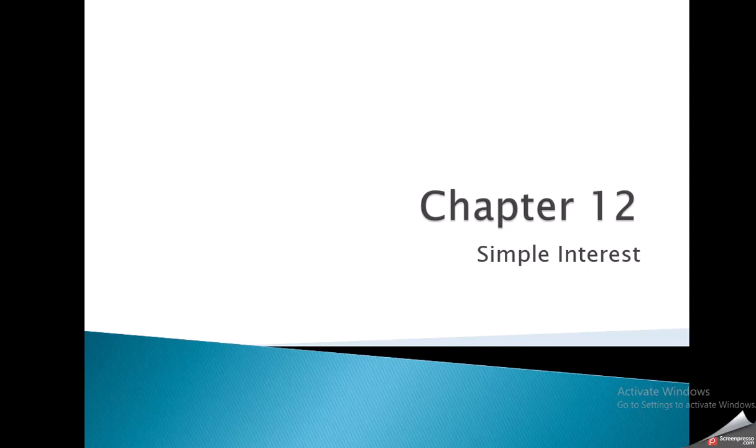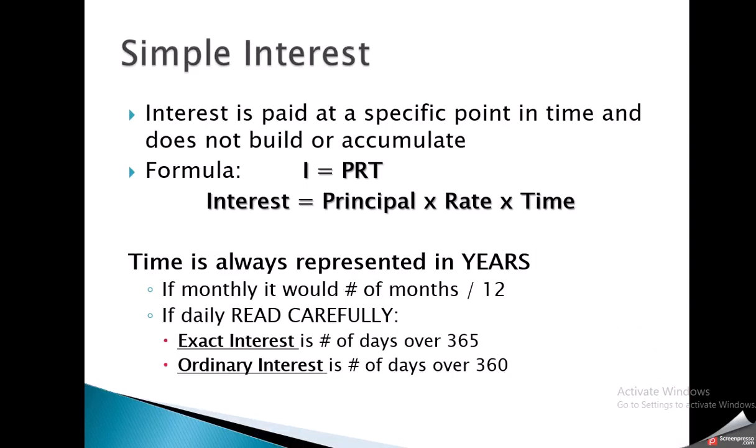So simple interest is just we're either going to pay the interest at the beginning of the loan or at the end of the loan, and it's just a straight computation using a formula. So our formula is interest equals principal times rate times time, which is I equals PRT.